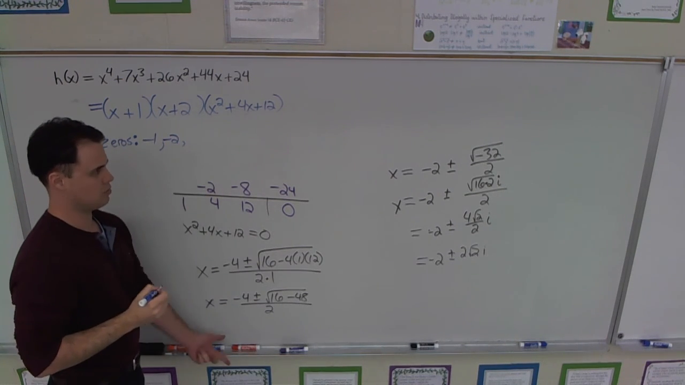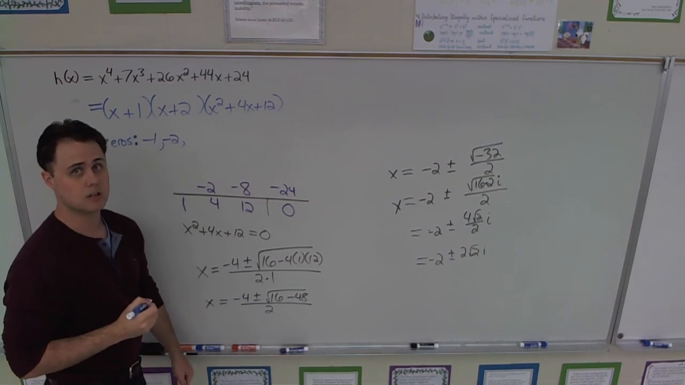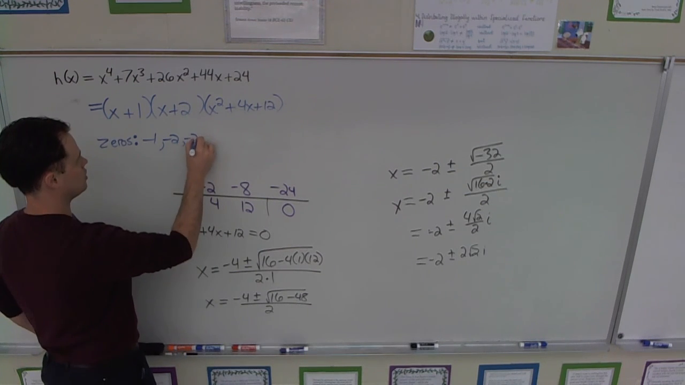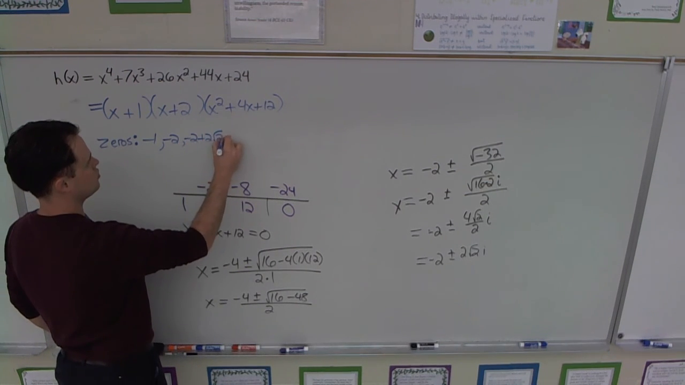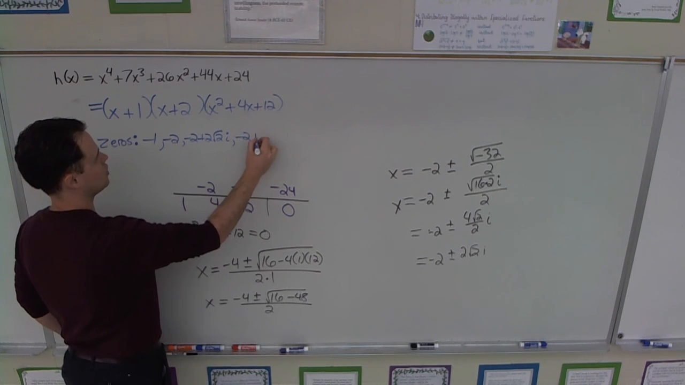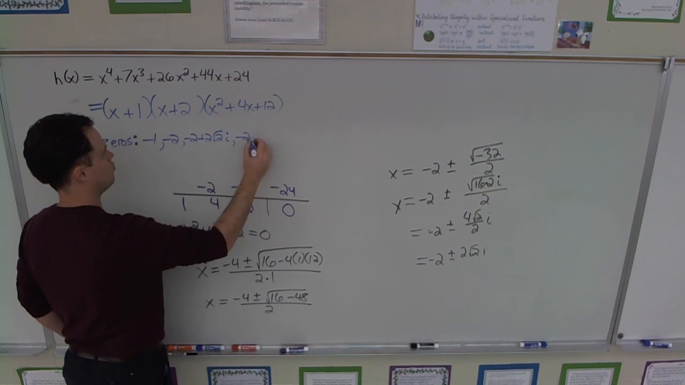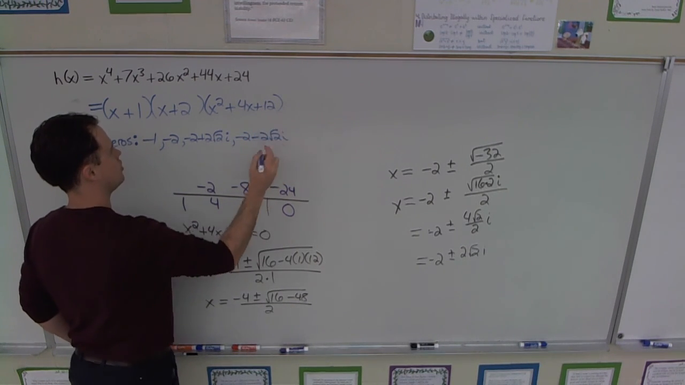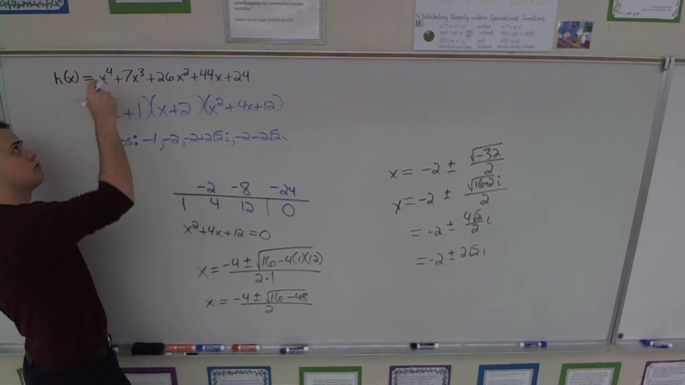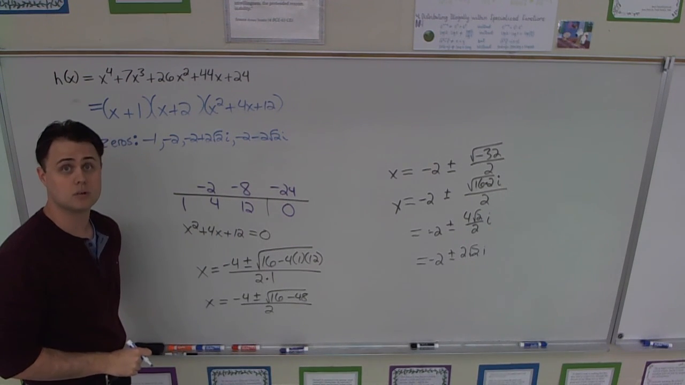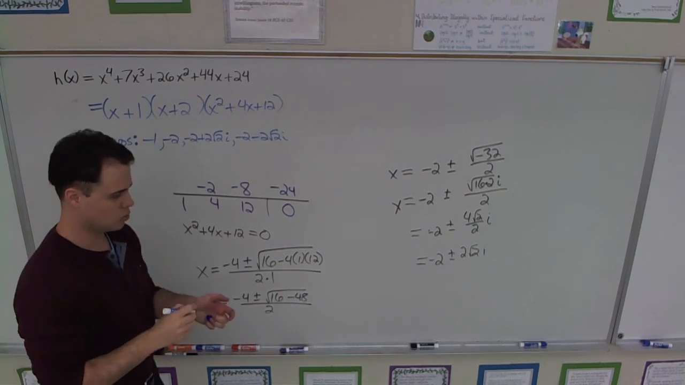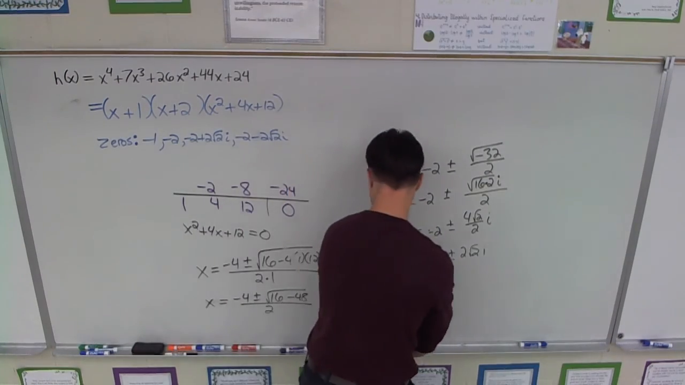And we just spent all this time with our beautiful quadratic formula to find those other two zeros. So we've got -2 plus 2 root 2 i and its conjugate, -2 minus 2 root 2 i. 1, 2, 3, 4 zeros for a 4th degree. That satisfies the fundamental theorem of algebra. Let's look at one more in this tape before we go forward.